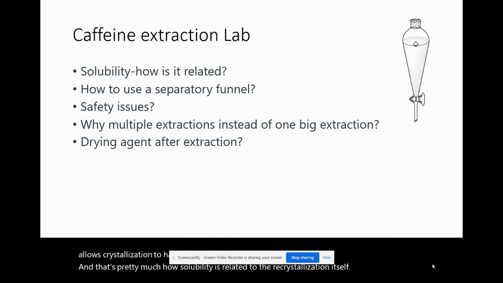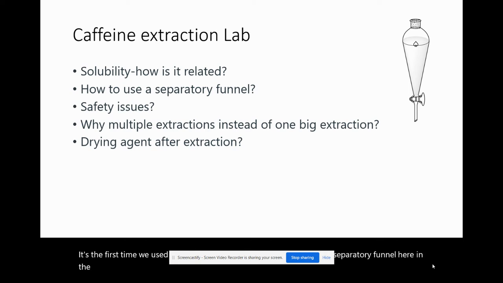The Caffeine Extraction Lab. So we made tea and then we extracted the caffeine from the tea. So the solubility, the caffeine was more soluble in methylene chloride than it is in the water, and we extract it out of the water mixture with the tea. It's the first time we used a separatory funnel, and there's a picture of a separatory funnel here in the video if you didn't remember it.